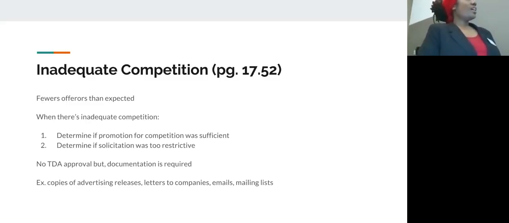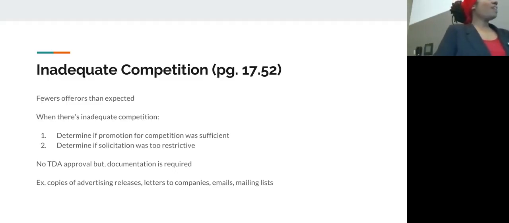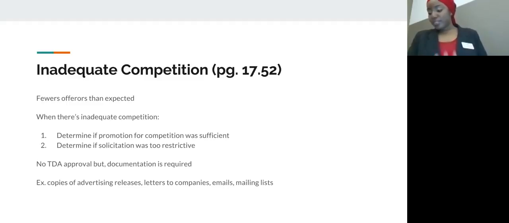Documentation is required. However, you don't necessarily have to have TDA approval for this particular non-competitive method. It is something that they do follow up on eventually once you get to your AR, and that's when you would have that documentation nice and ready. Certain documentation would include copies of advertising releases, letters to companies, emails, mailing lists, or even any type of contact logs as well. Just anything that can back you up, showing that you didn't limit any sort of competition.